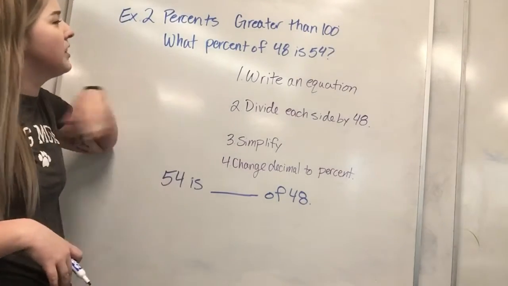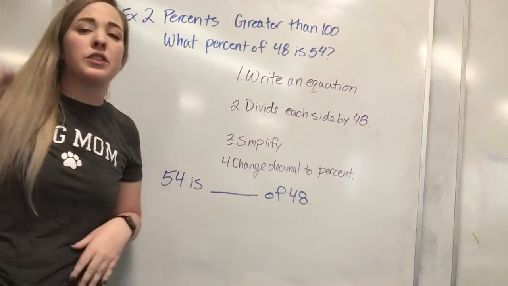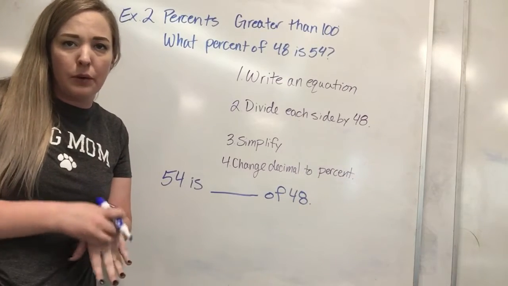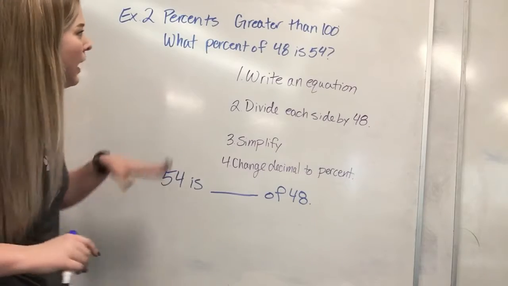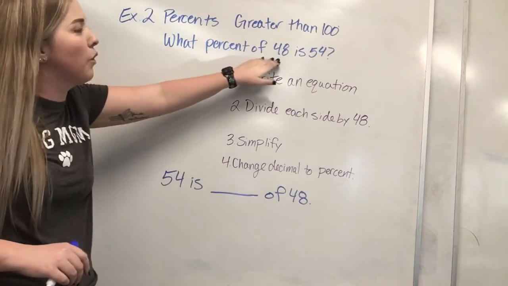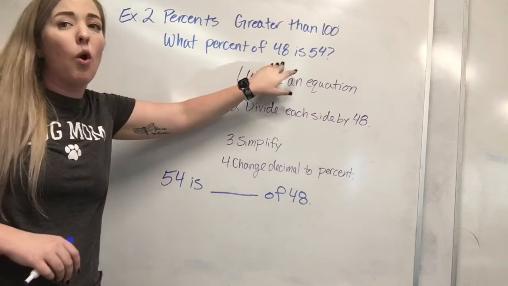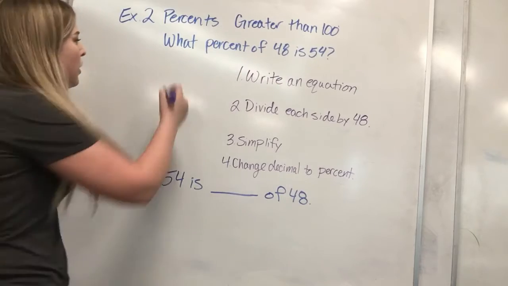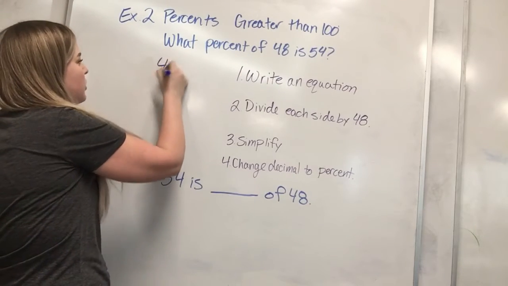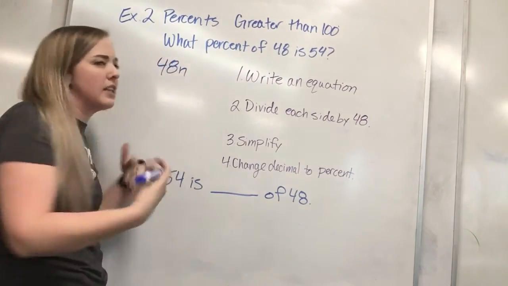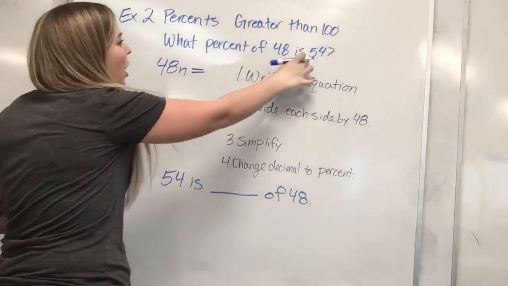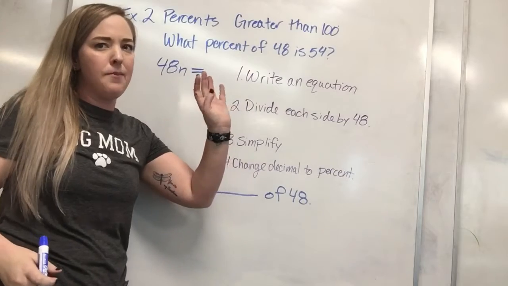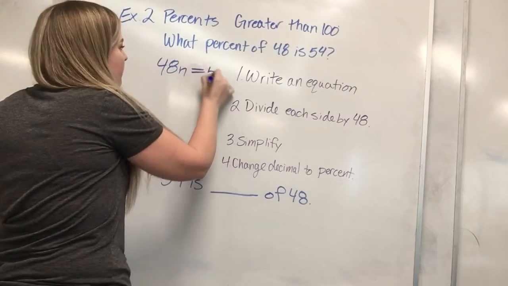So, what percent of 48 is 54? We're still going to write an equation, using the percent times whole equals part. So, what percent of 48? 48 is our whole. We don't know our percent, so we're just going to go 48n, because we know 48 times n, or n times 48, equals our part, even though our part's bigger than our whole this time, is equal to 54.